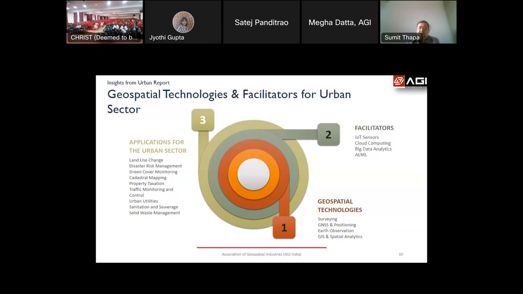And also, what role geospatial technologies and the facilitator technologies like IoT, cloud computing, big data, AI, ML, how these can be combined to come up with solutions, use cases. In this report, we have highlighted some very interesting case studies and some free tools that are available that these government professionals can use. So this is a very good report if you want to understand what these technologies are and how they can be applicable in different sectors of urban development.